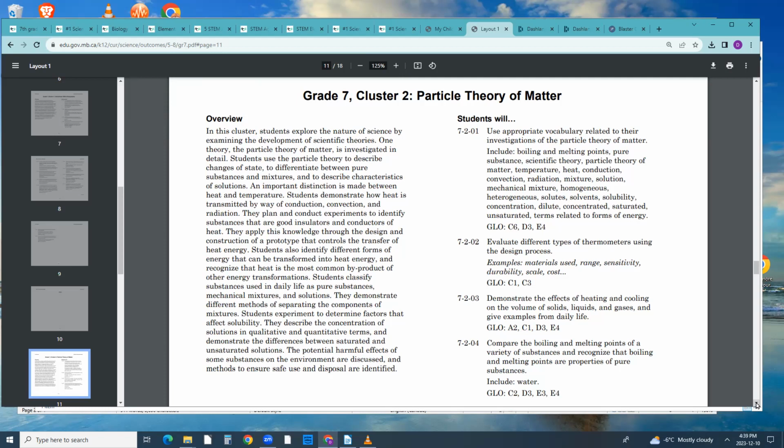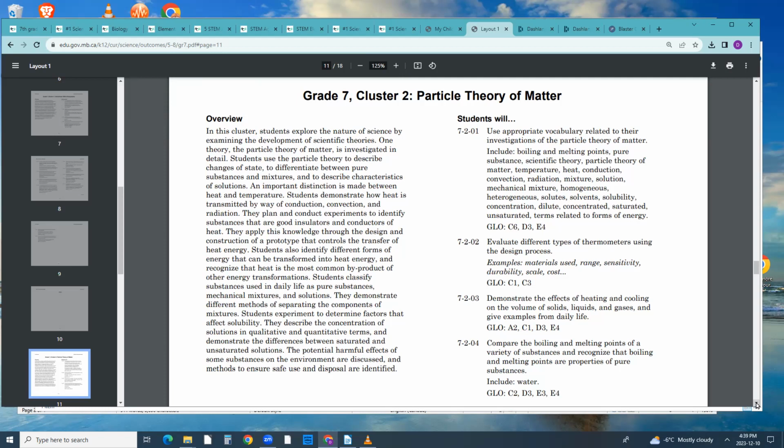The potential harmful effects of some substances on the environment are discussed, and methods to ensure safe use and disposal are identified. Students will use appropriate vocabulary related to their investigations of the particle theory of matter.